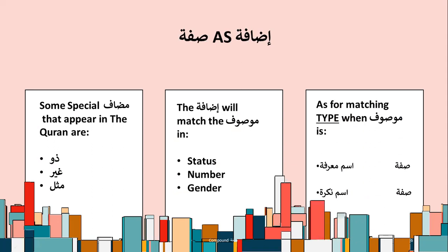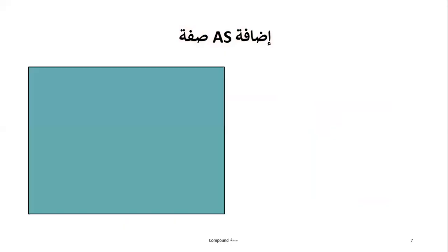But for the type, if it is ism marifa, if it's proper, it should match the sifa. It should match the sifa in type. But if it is a common ism nakira, it may not match the sifa. I'm not sure 100% if it's always not matching, but there is a chance, I believe, it may not match the sifa in type. So it's not a necessity, basically. Now let's look at the example.